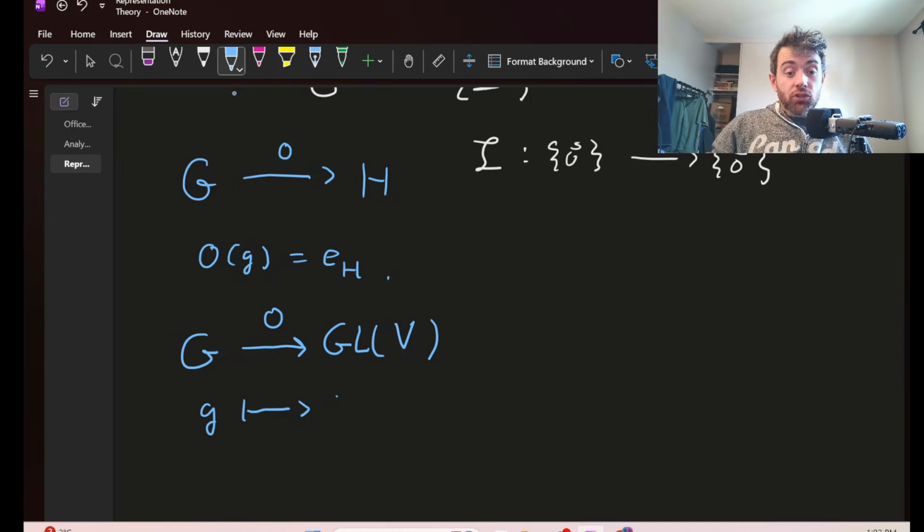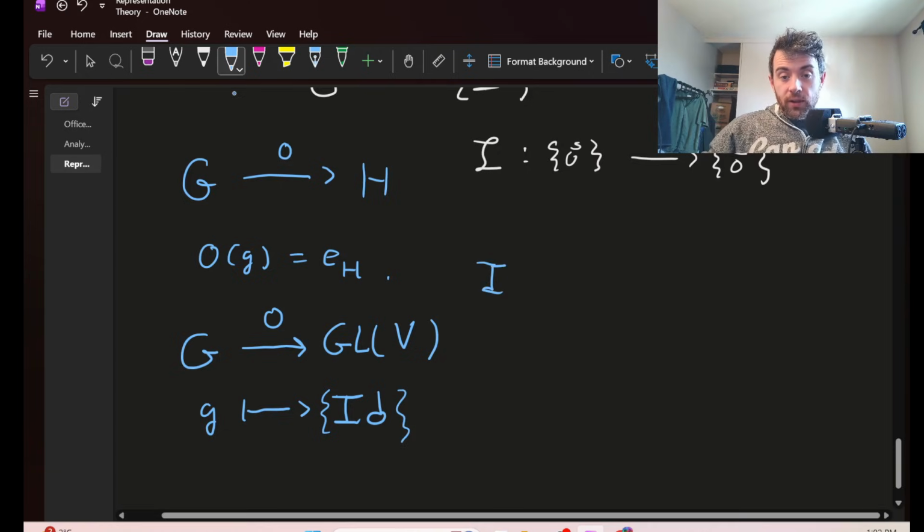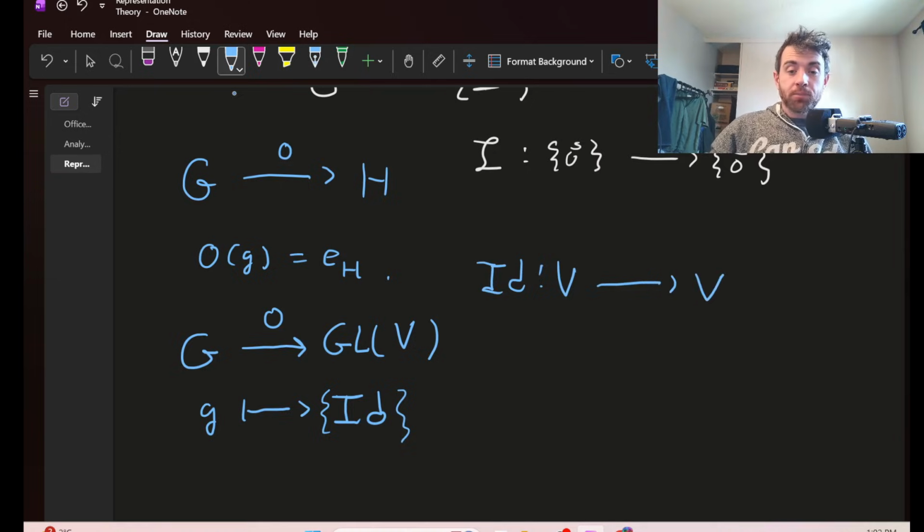I send every g to the identity of this group. And what is the identity of this group? It is quite literally the identity map. It's the linear transformation which sends every vector to itself.